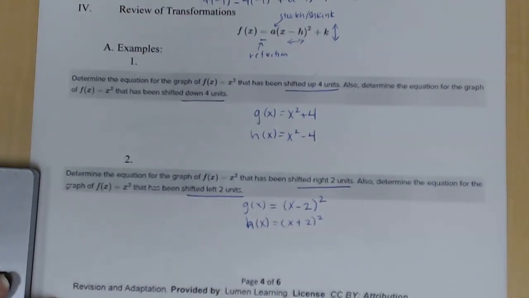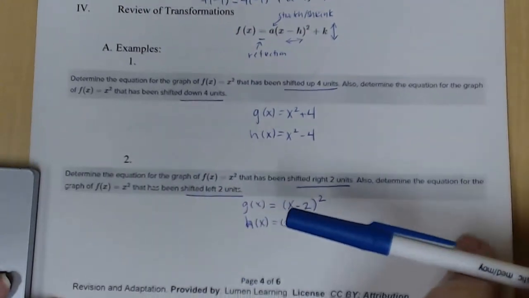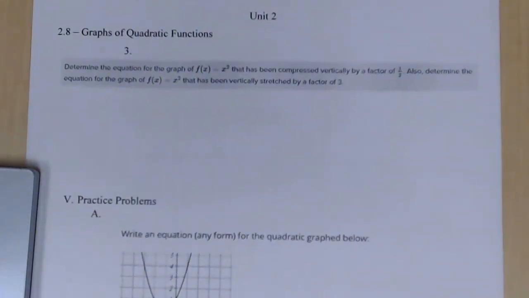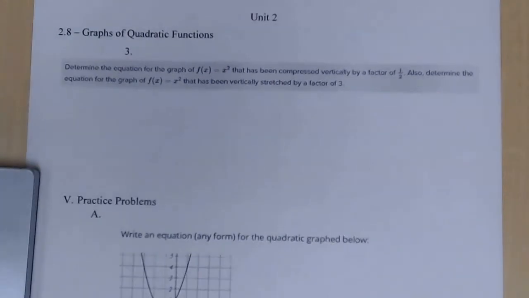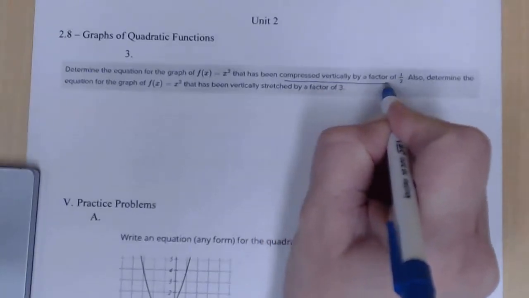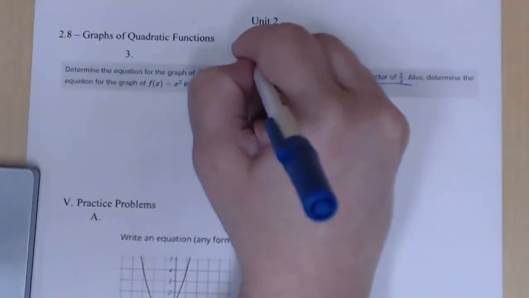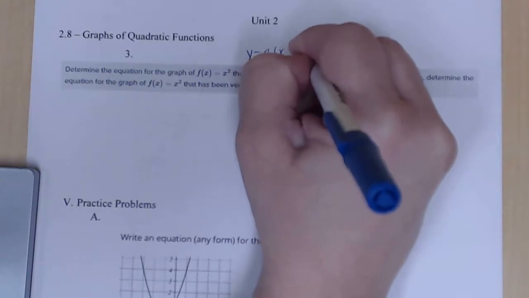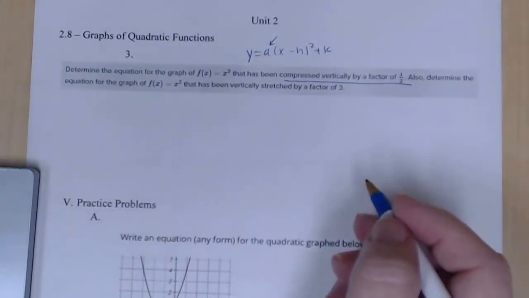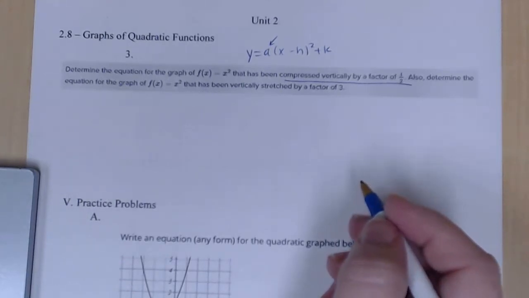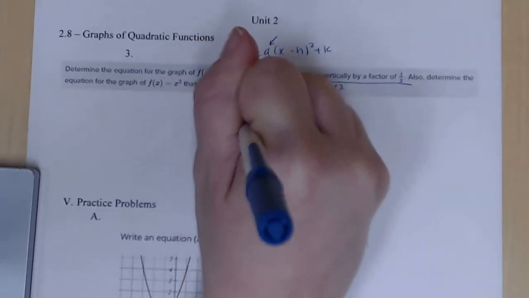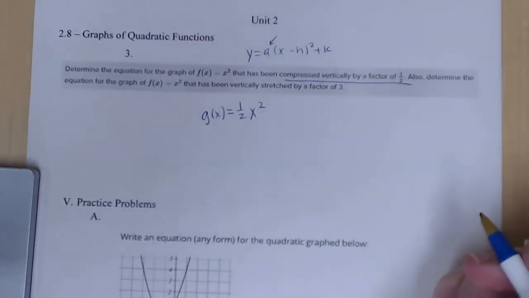So definitely this section brings together all that we've been doing with quadratics, with parent functions, domain and range, and transformations, and really ties it all together. Determine the equation for the graph of f(x) = x² that has been compressed vertically by a factor of 1/2. Well, remember, in that form that we just talked about, this a value is what's going to be affecting that. And so that means I would just need to place that multiplier in front of my x², so I could say this is 1/2 x².